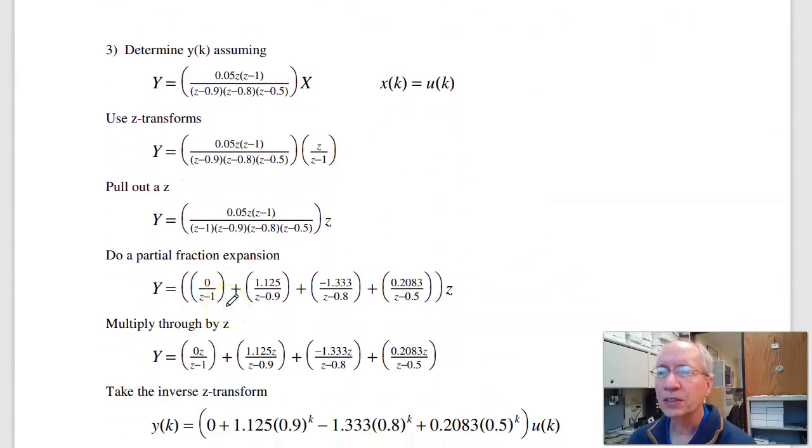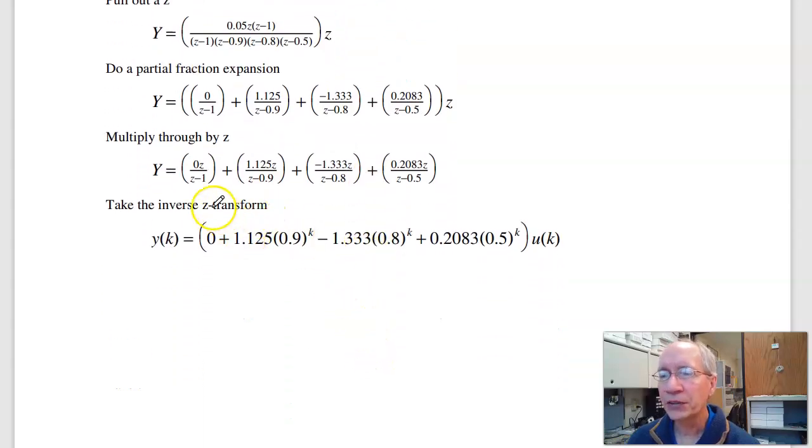Problem number 3. Suppose instead x is a unit step. Now find y. Now this is where you need to use z-transforms. I take the z-transform of a unit step, that's z over z minus 1, times my gain, that's the z-transform of y. Now this is not in my table of z-transforms, so what I'm going to do is pull out a z, do a partial fraction expansion, multiply through by z, and now I can take the inverse z-transform. So this is 0 plus 1.125 times 0.9 to the k, minus 1.33 times 0.8 to the k, plus 0.2083 times 0.5 to the k for k positive.